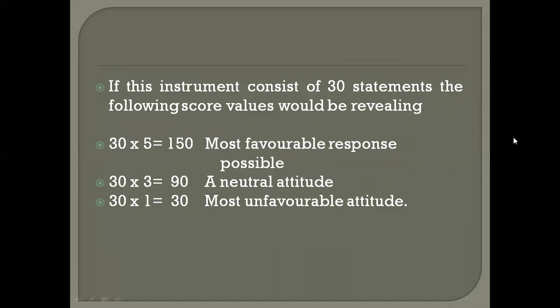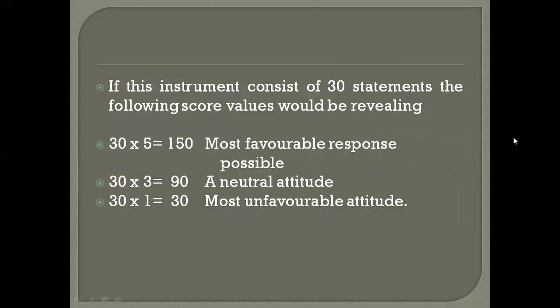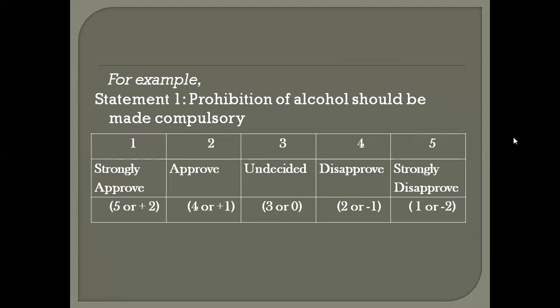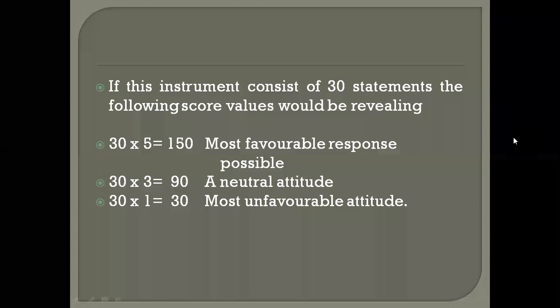Suppose I am doing research on attitude of people towards alcohol consumption. Suppose I want to formulate, say, 30 statements. So the highest mark will be 5, right? Here strongly approve is written 5 marks. So the total marks will be 150. So out of that, if a respondent scores 90, then the attitude will be neutral. And if it is less than 90, or say 30, then the attitude is most unfavorable. Okay.